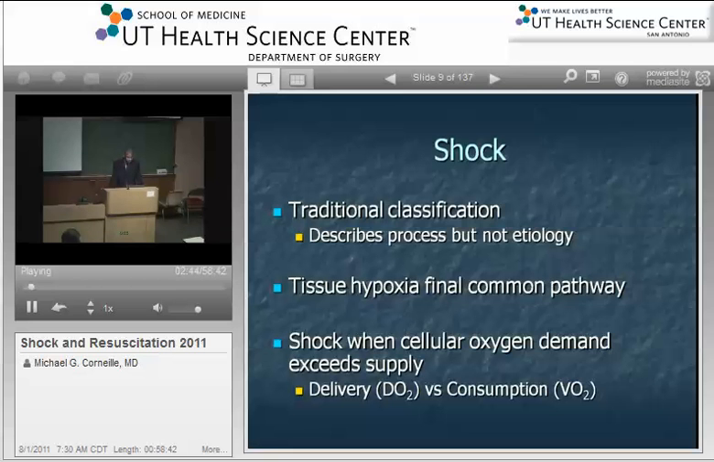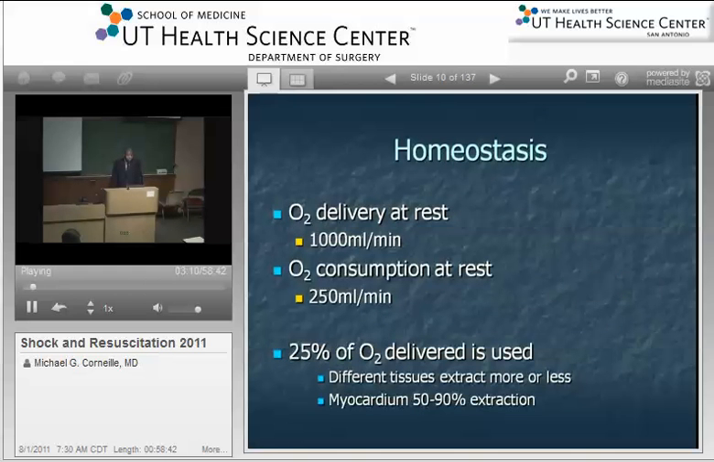etiologies. And a definition for shock really is better described not in terms of the etiology, but in terms of oxygen demand. So shock is defined, and most of you obviously know this, when cellular oxygen demand exceeds supply, or DO2 is inadequate to meet VO2, which is consumption. Oxygen delivery at rest is about 1 liter per minute, and consumption at rest is about 250 cc's per minute, which means that about 25% of oxygen that's delivered is actually utilized. Different tissues extract oxygen at different rates. For instance, a myocardium is 50 to 90% extraction ratio, depending on whether or not it's in an active state.